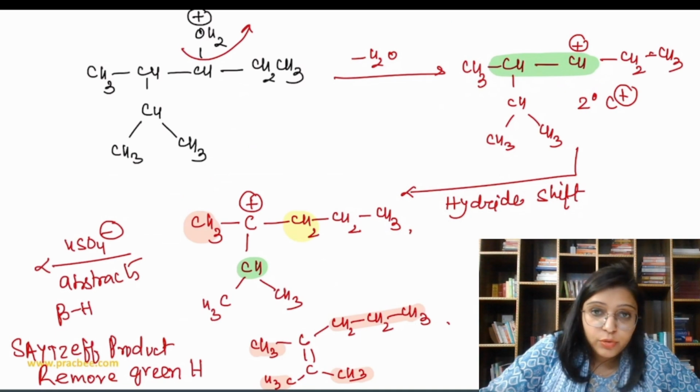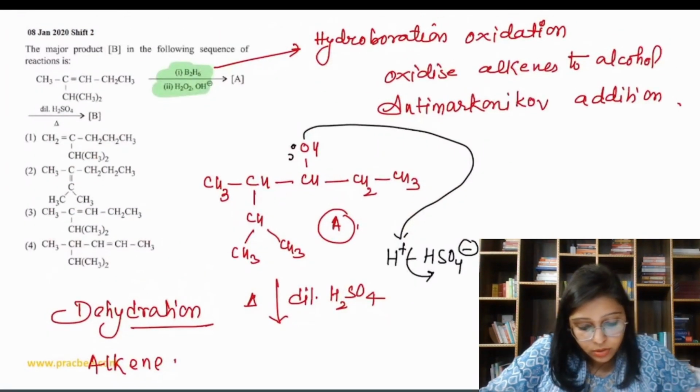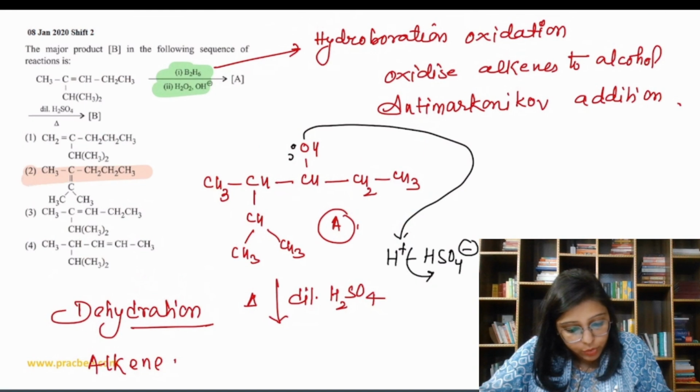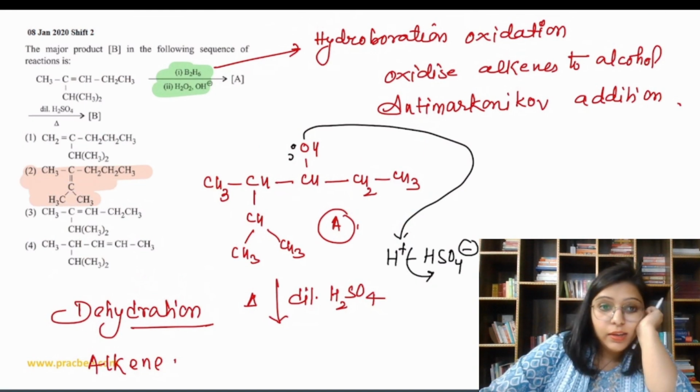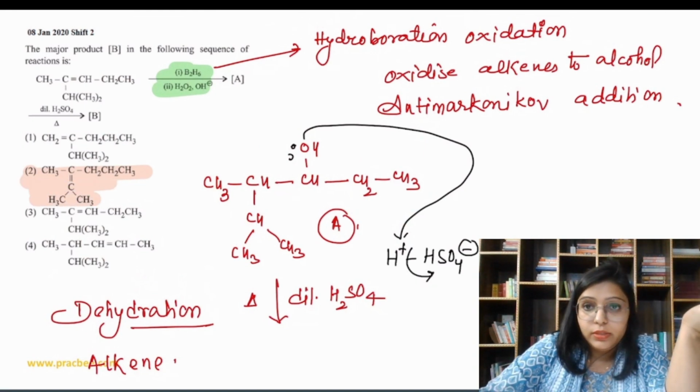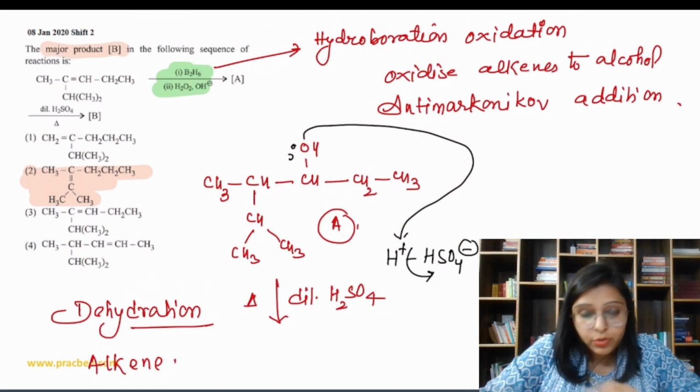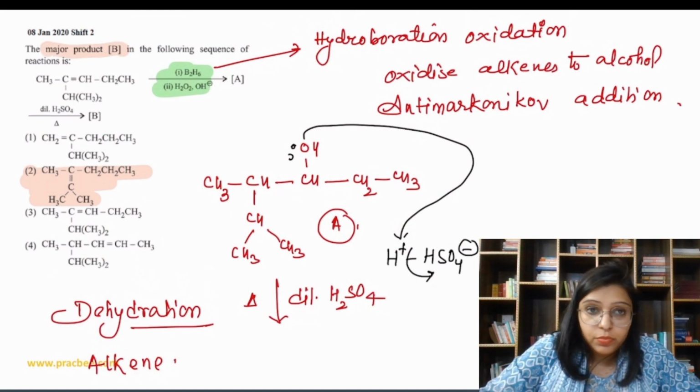So obviously we have to write down the major product. So the answer is going to be option number B. Clear? So we have to write down the Saytzeff product. The question says the major product. So the Saytzeff product is going to be the major product.